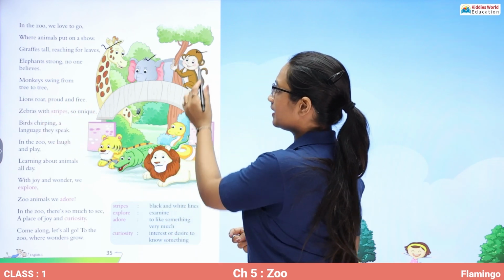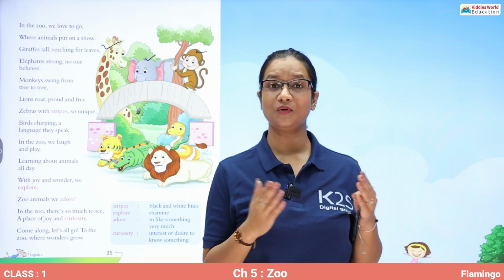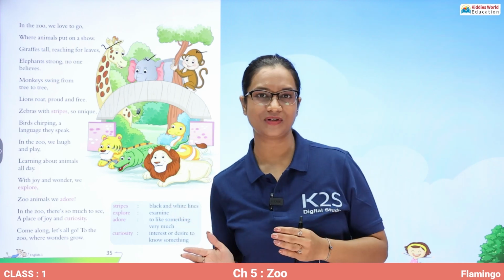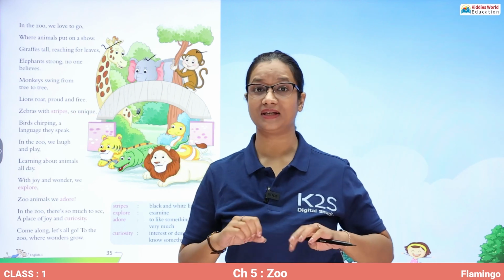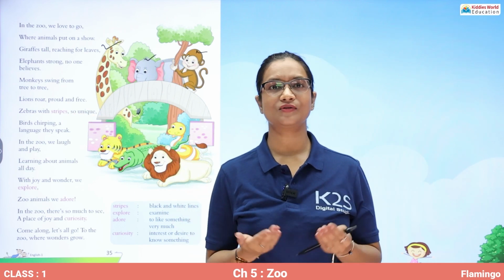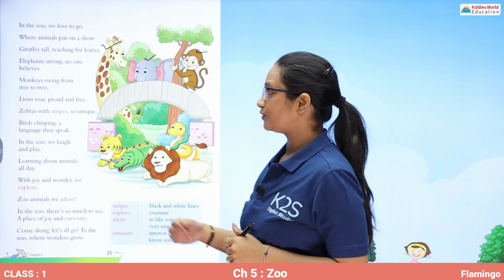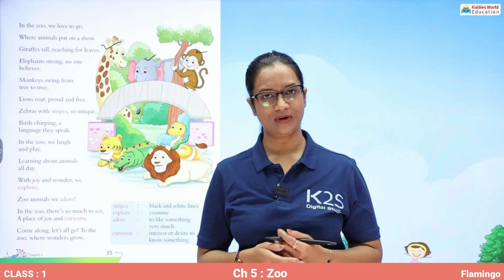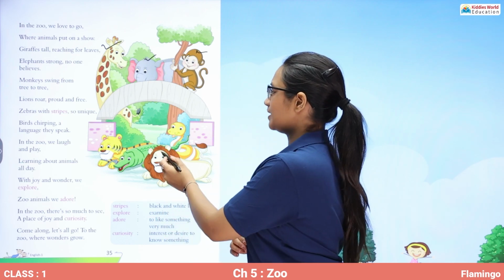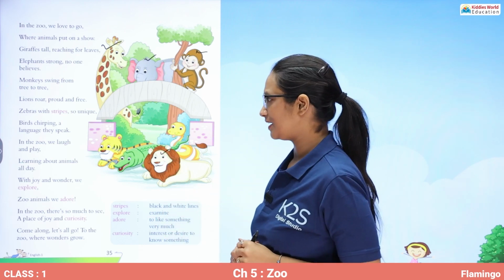So this is a monkey, and they keep swinging, moving and jumping from one tree to another. And after that, we just read about the lions, and the lion is also the king of the jungle. They roar, they are very proud, and also they are free. Nobody can capture them. So as you can see, this is a lion.